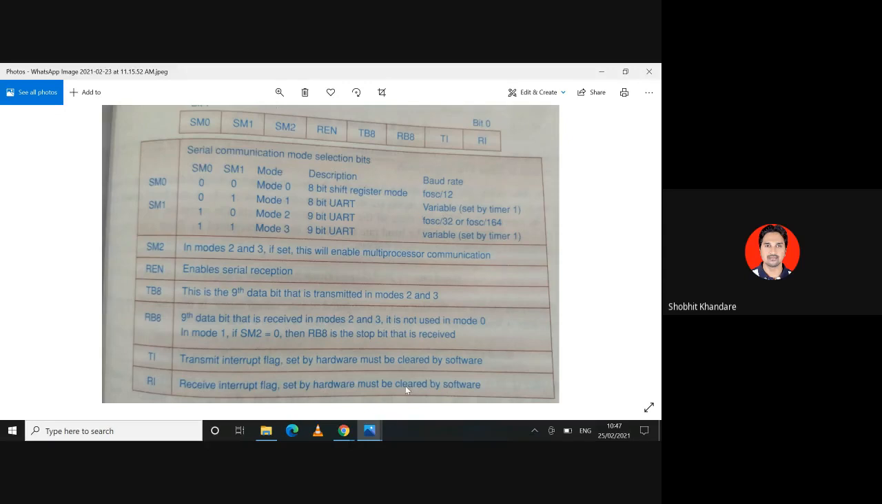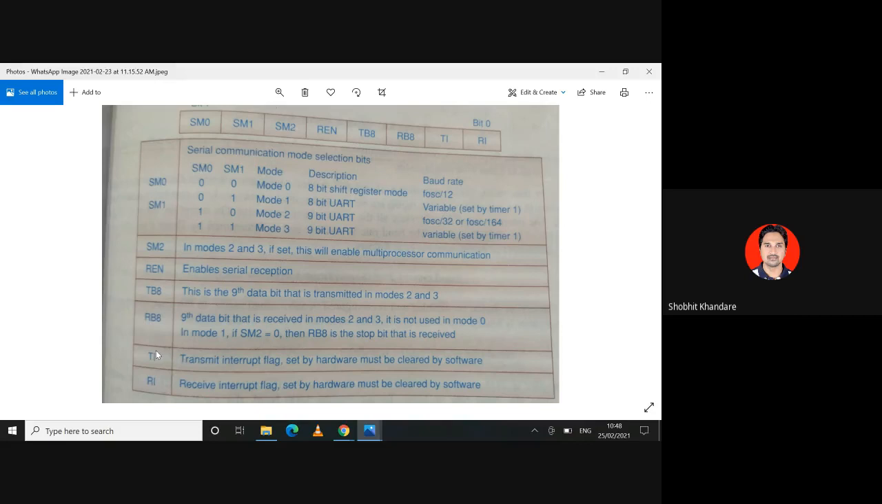Okay. One more thing, there is some more explanation required on RI, but that explanation will be given afterwards once you understood these different modes. Okay. तो अभी मैं सिर्फ इतना बता रहा हूँ कि RI, that is the receive interrupt flag, will be set when you have received the 8th bit. 8 bit बोलो या फिर पूरा 1 byte बोलो. Okay. So that time it will be set.